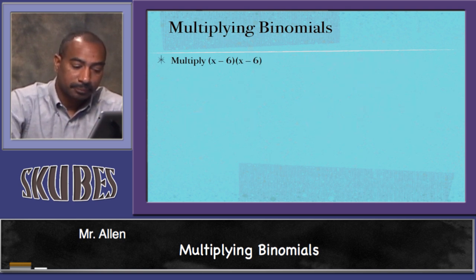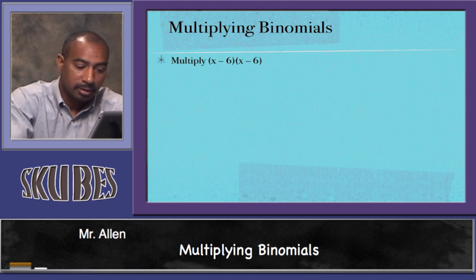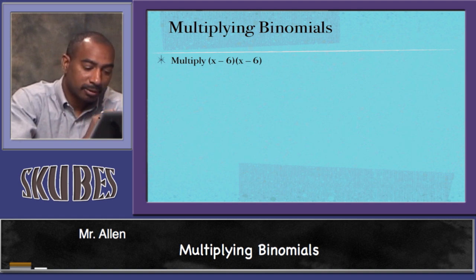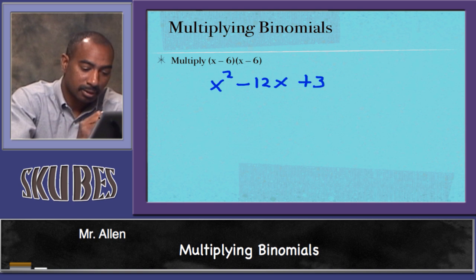All right, multiply. There's a pattern on this too. Notice that this is the exact same term. I got x minus 6, x minus 6. This is just simply a square. So put x squared. If I were to add negative 6 and negative 6, I'm going to get negative 12. That's going to be my coefficient for the linear term. But if I multiply negative 6 times negative 6, I'm going to get a plus 36.